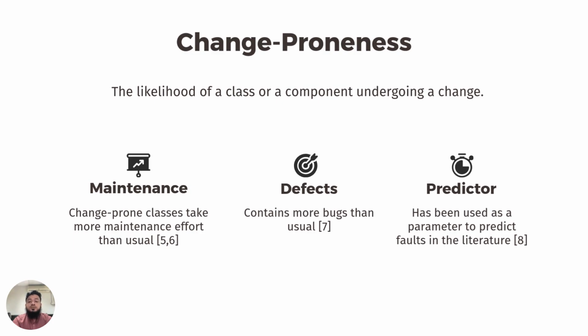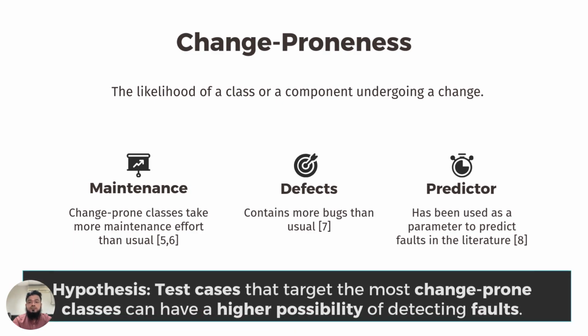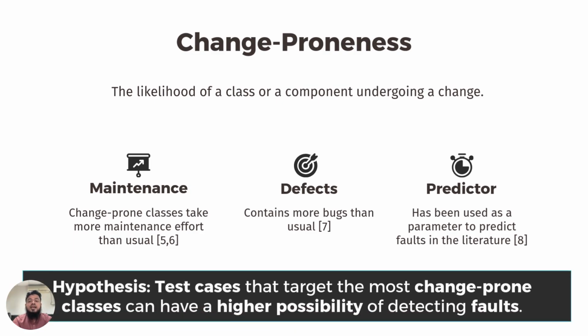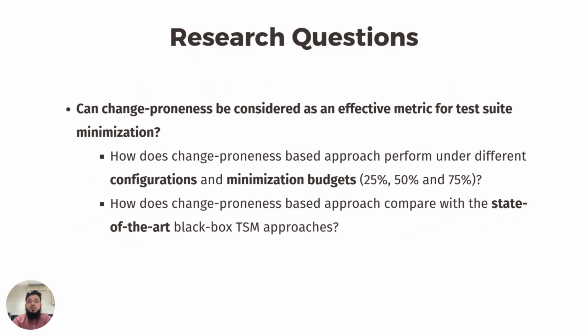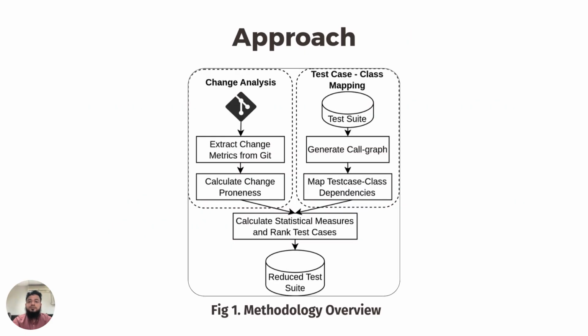Literature says change prone classes require more maintenance effort, contains more bugs, and has been used as a predictor of bugs. Thus, our hypothesis is test cases that target the most change-prone classes have higher possibility of detecting faults. So we want to know if change-proneness can be considered as a metric for test suite minimization.